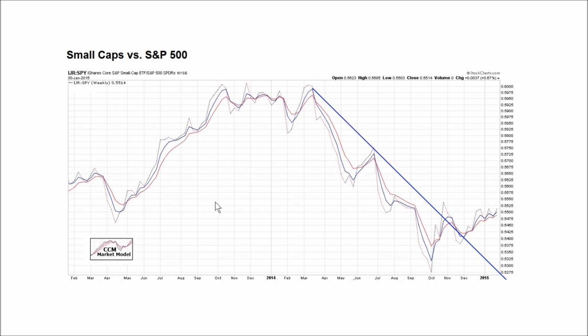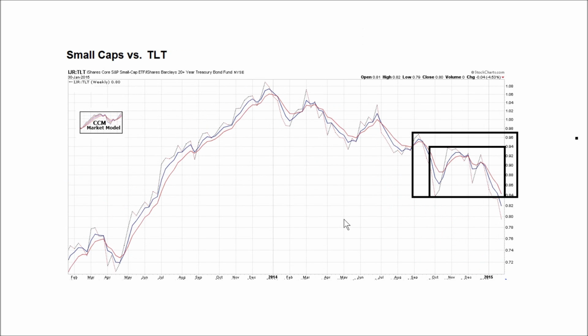Same exact concepts here. We own small caps IJR. That's been a good move recently. You can see that the ratio has been rising and is in a bullish weekly trend, saying IJR is trending relative to the S&P 500. However, small caps recently broke down relative to TLT. We own both of these. We own more of this, and this is one of the reasons why.